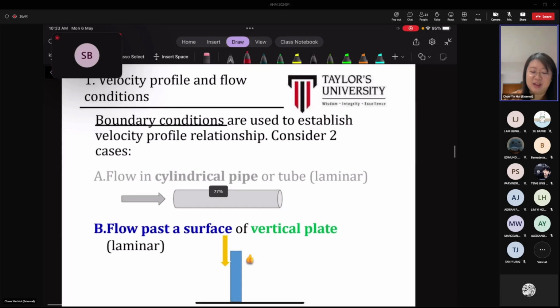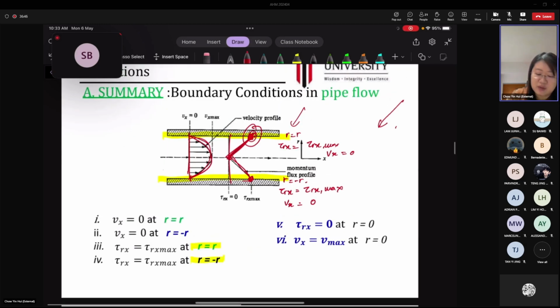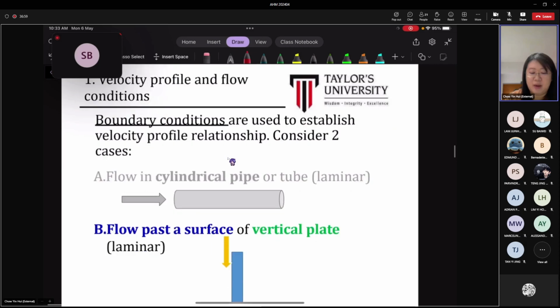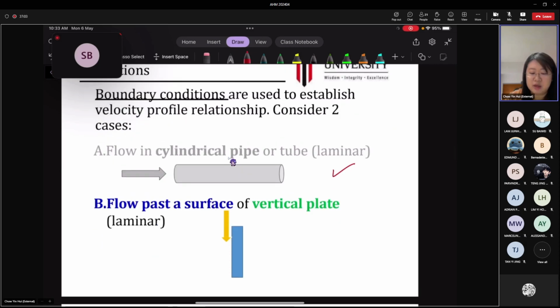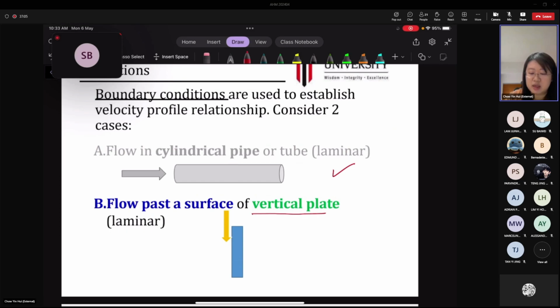So that's why here you can see it's very curved. Here you have a very significant curve because it's a laminar flow. If it's a turbulent flow, then it would be flatter somewhere near the center of the pipe. Now, we have done this just now for laminar flow in a cylindrical pipe. The next one, we are going to look at this case: flow past a vertical plate.